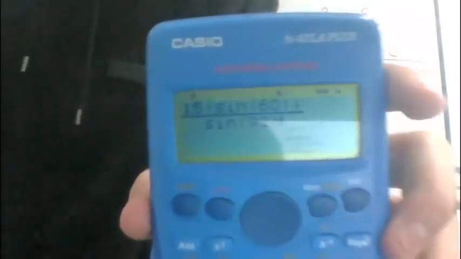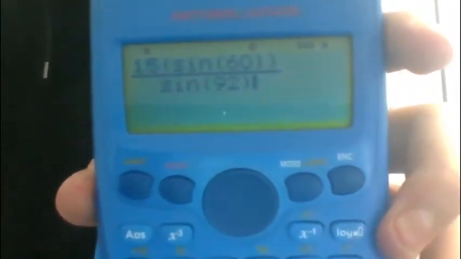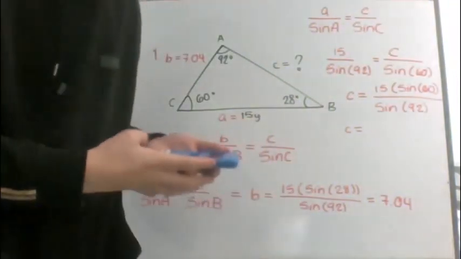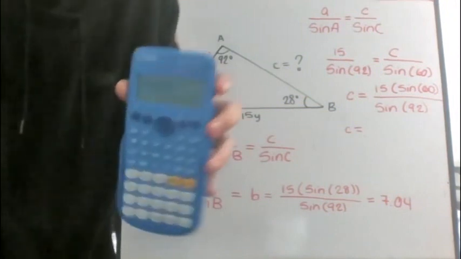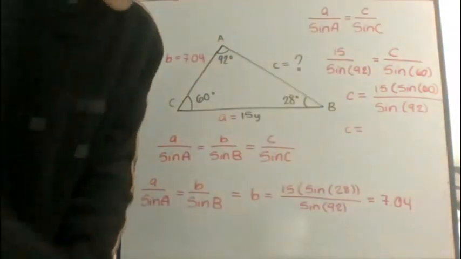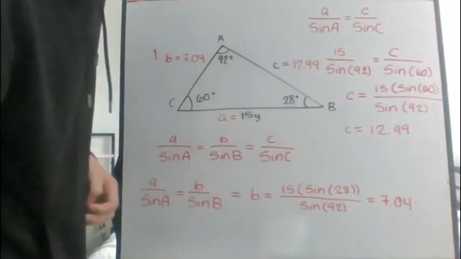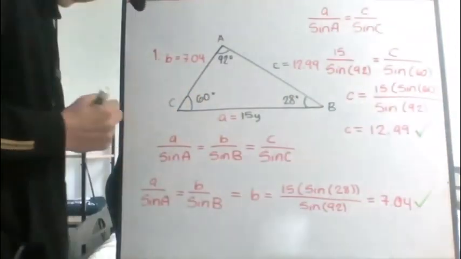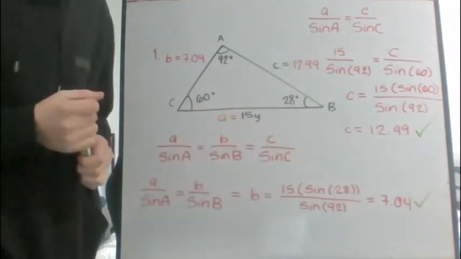So as you can see, I already wrote the operation in the calculator as it is on the board, and we can see it gives us 12.99. So that's what it's going to be, 12.99. Letter C in this case. 12.99. And that's it. We already got the two missing sides.